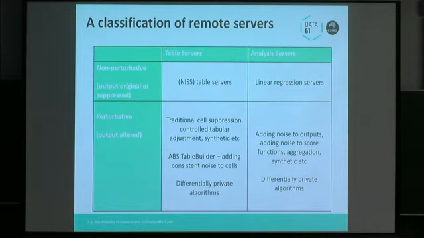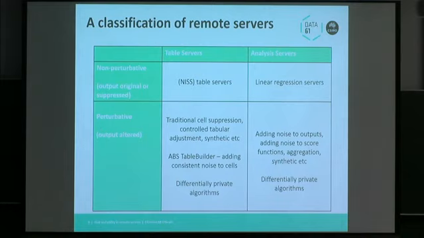I've also found it useful to separate out non-perturbative. Now, it's a name. It means that you either get the original output or you get a suppression. Okay? So they give you the real answer or nothing. Or there's perturbative where the output is altered and sometimes suppressed, but that's minor. But the output is altered.